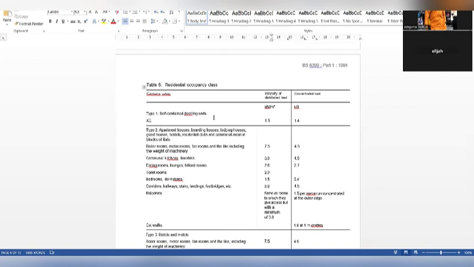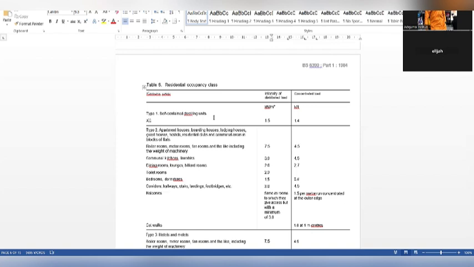And it's not even right in the first place. So look at this table again. Under type 2, you can see things like bedrooms, dining rooms, toilet rooms. You can see corridors, hallways, stairs, landings, footbridges. You see that they are treating these elements one after another and not like a building.